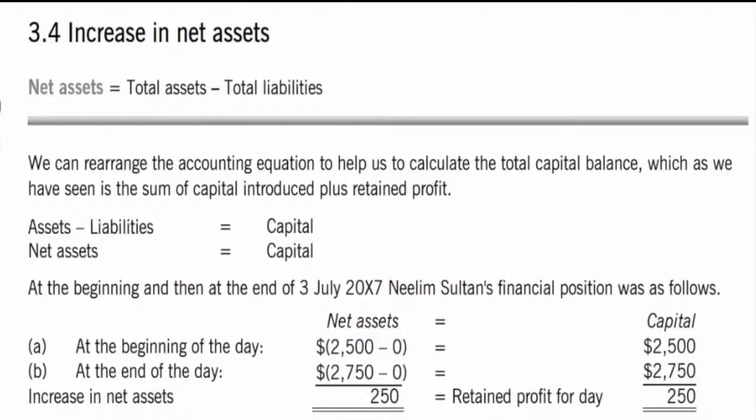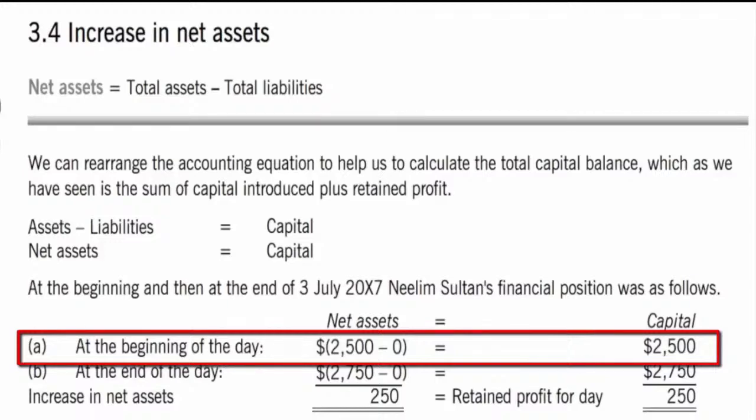Step 1. Net assets at the beginning of the day. At the start of the day on July 3rd, Neelam's business has net assets of $2,500. This amount, $2,500, represents the capital Neelam has put into her business up until this point. Since it's the beginning of the day, there hasn't been any activity yet, so there's no profit earned or retained in the business at this moment. To summarize, beginning of the day net assets are $2,500. This amount is entirely made up of capital that Neelam has put into the business.